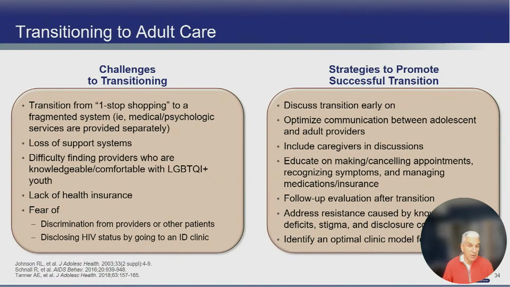The transition to adult care is not an easy thing for adolescents either. Going from one place where everything is taken care of to a place where different needs go to different places, the loss of support systems, the lack of health insurance. These are all things that have to also occur for the adolescents to help them understand the need to transition, to find caregivers, to have discussions, to have non-judgmental places where stigma has no place, where they're open and accessible. This is hard to find in adult care.